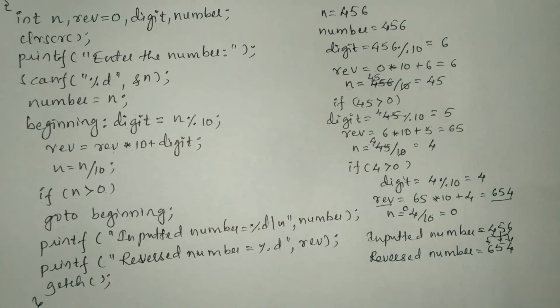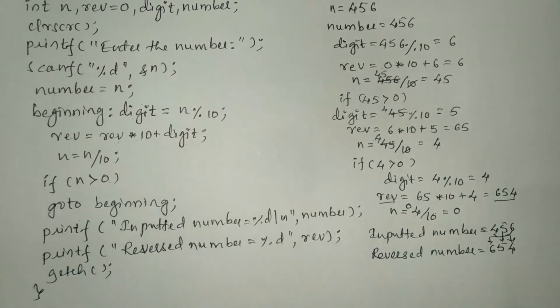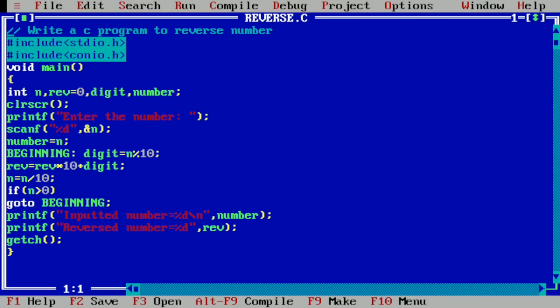Now let us execute this program. For that I will take you to my laptop screen. Here you can see I have already written this program in Turbo C++ compiler to save your time. And one more important thing here is, it is a good programming practice to write the labels in uppercase letters. Here I have written beginning in uppercase, and even this go to beginning label in uppercase. Now let us compile this program by pressing Alt F9.